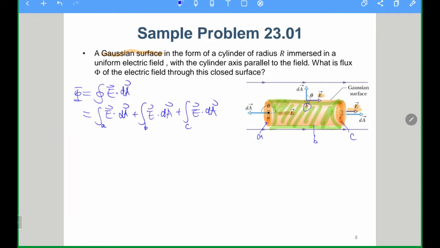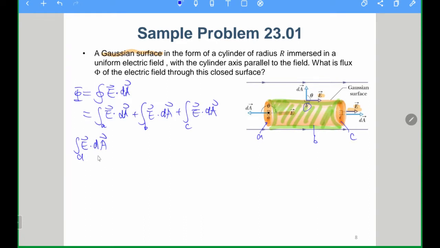Okay, let us determine them one by one. So E dot dA for part A. Here, we don't draw a circle on the integral because the circle is for the original definition of the net flux for the whole Gaussian surface. When we consider part A, part B, part C separately, each part is not closed anymore, so we don't draw a circle.